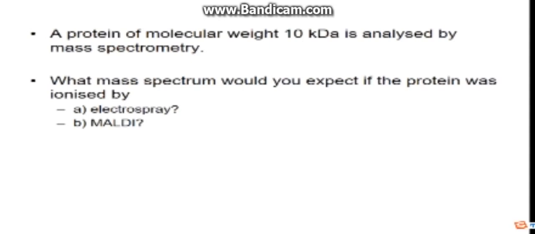I can't do this in my head standing up in front of you, but this would be 10,000 divided by 11. This would be 10,000 divided by 12. That would be the mass to charge. This would be 10,000 divided by 9. So these are all the same protein, just in different charge states, with different numbers of protons on them. Does that make sense?